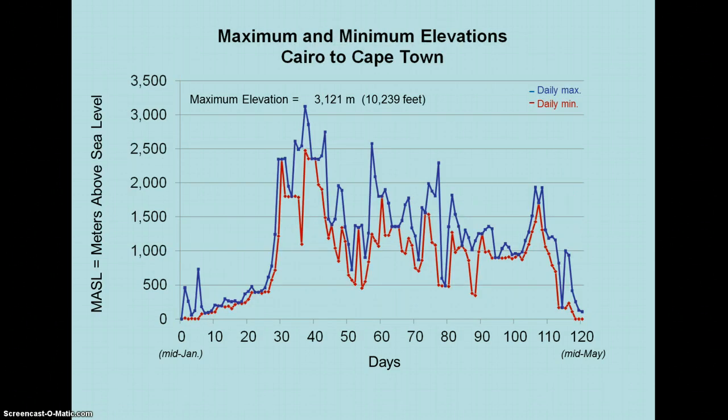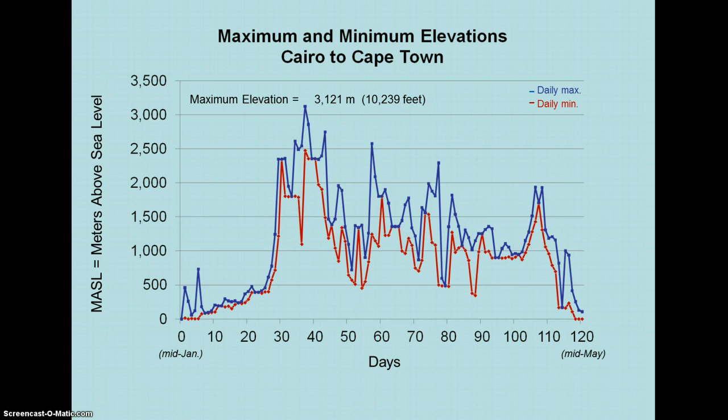This chart shows the meters above sea level, both on a daily maximum and a daily minimum. The maximum is in blue, the minimum is in red. Starting in Cairo and ending in Cape Town. You can see our maximum elevation, we got up to over 10,000 feet one day. That's over 3,000 meters above sea level.